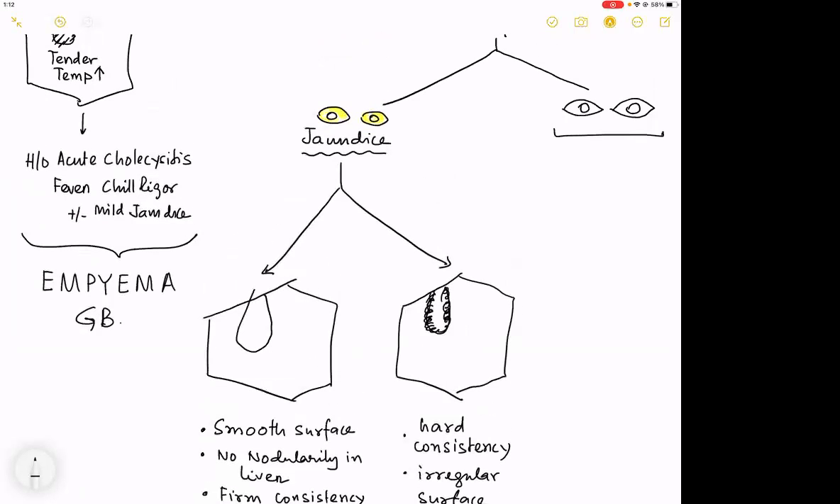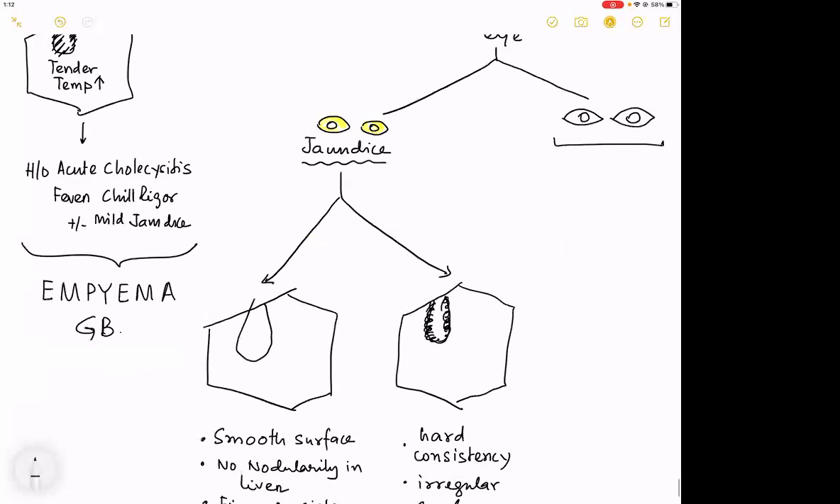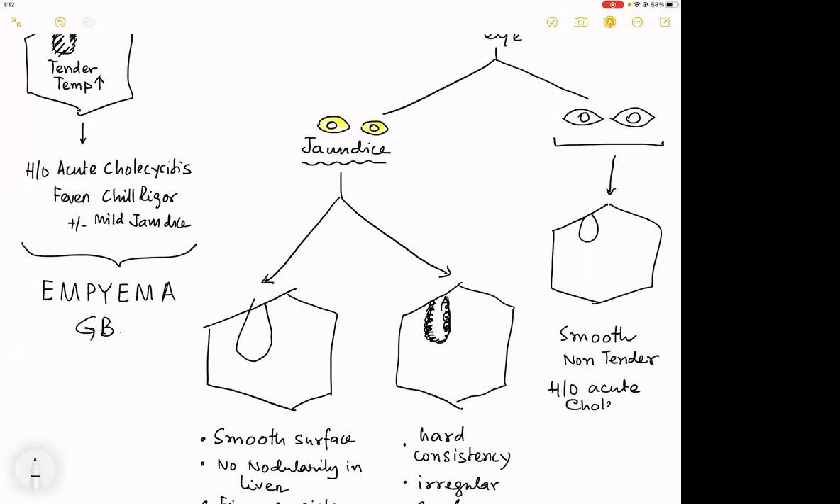Patient does not have jaundice. Then the lump is smooth, non-tender. Okay. History of acute cholecystitis may or may not be there, but this is usually there.